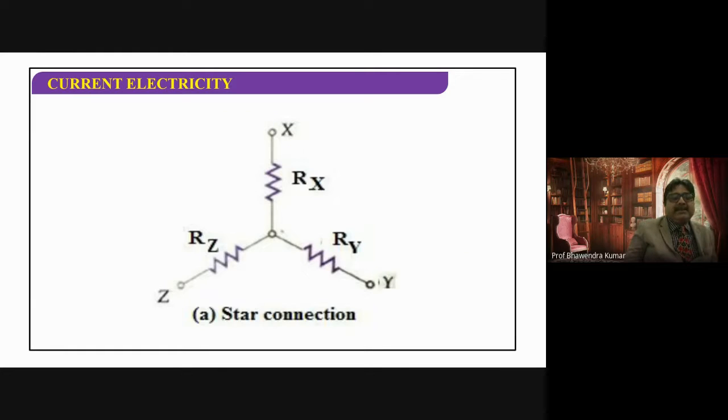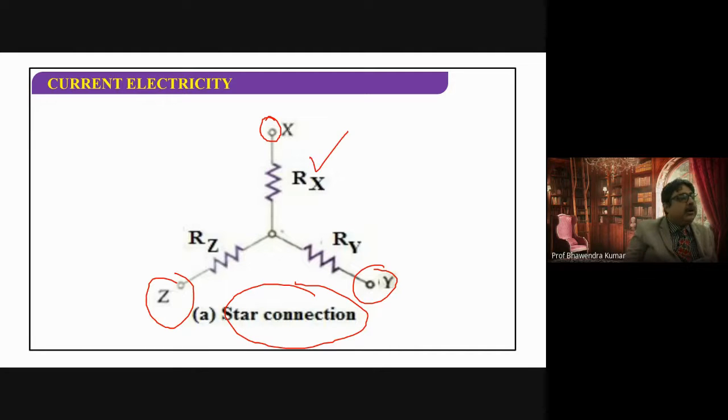Okay. This is the star connection. In that, there are 3 nodes X, Y, and Z. The resistance which is connected to node X is called Rx. The resistance which is connected to node Y is called Ry. And the resistance which is connected to node Z is called Rz. This is the star connection.